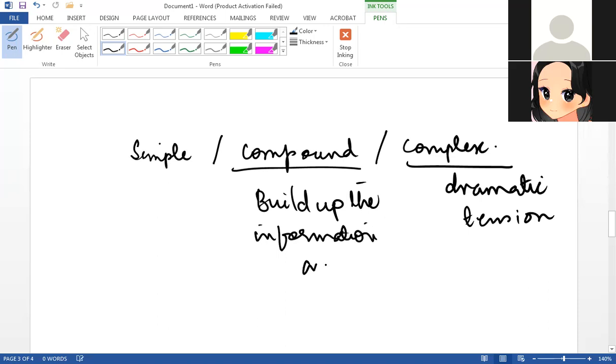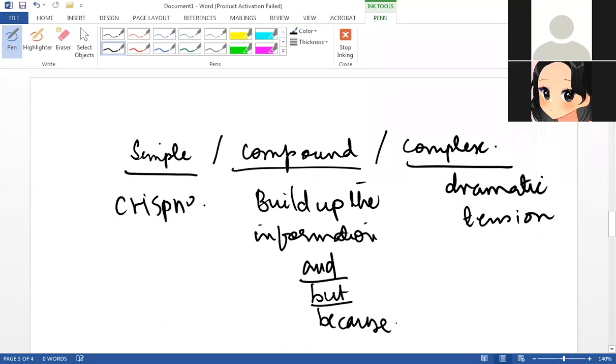You add a conjunction, you add but, you add because, all those FANBOYS. And simple sentences always add some crispness to the ideas. All right, crispness as in they're short and crisp.